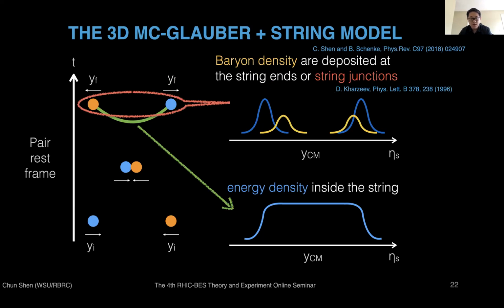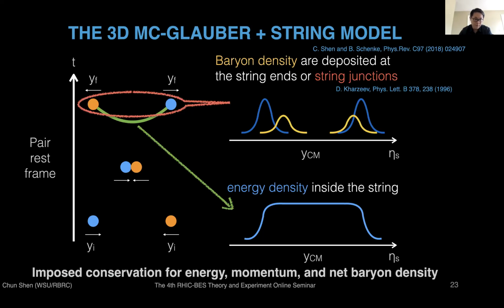Phenomenologically, the baryon density has to be at the end of the string. It can also fluctuate to the string junctions, according to a paper by Dima from around 1996. So we also implement this in the model, trying to see whether this is necessary or whether it has a phenomenological impact in the model simulations. Of course, as we learn from the simple models, imposing energy and longitudinal momentum conservation is extremely important, and this model also imposes this in its building.